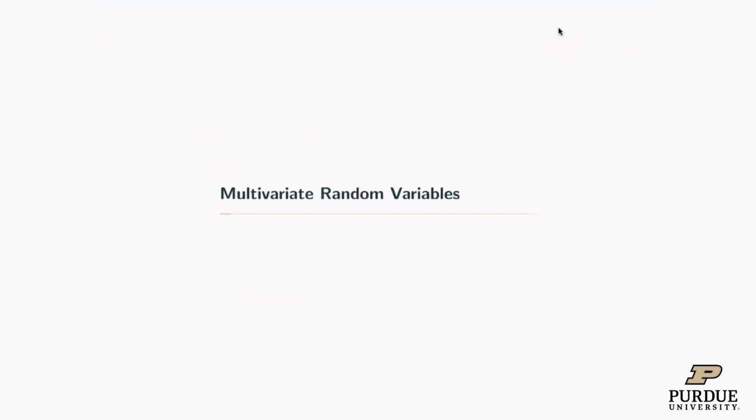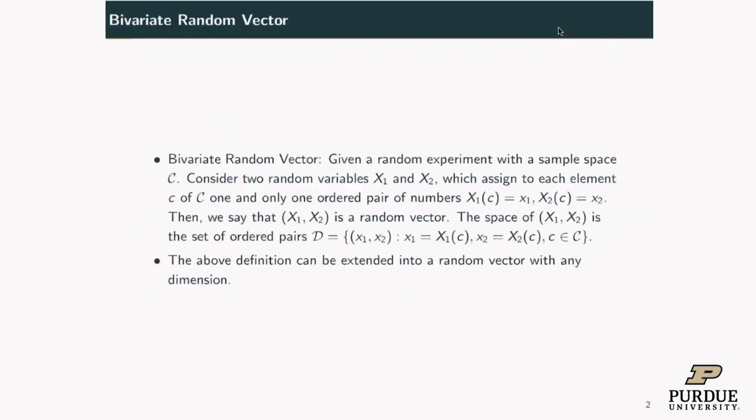First, what is the definition of multivariate random variables? So we know the definition for the univariate. If X is a univariate random variable, this essentially is a mapping from the sample space to the real line.